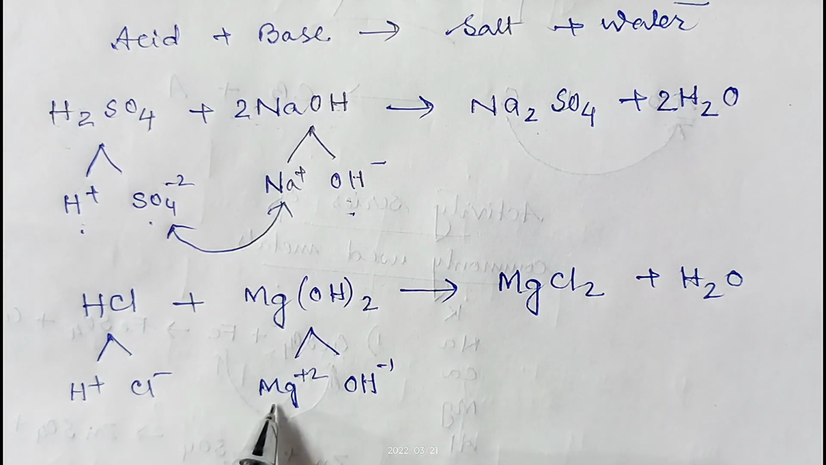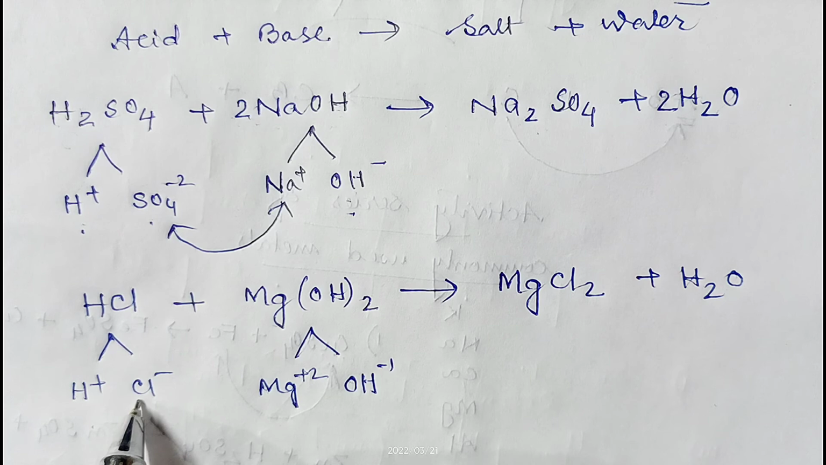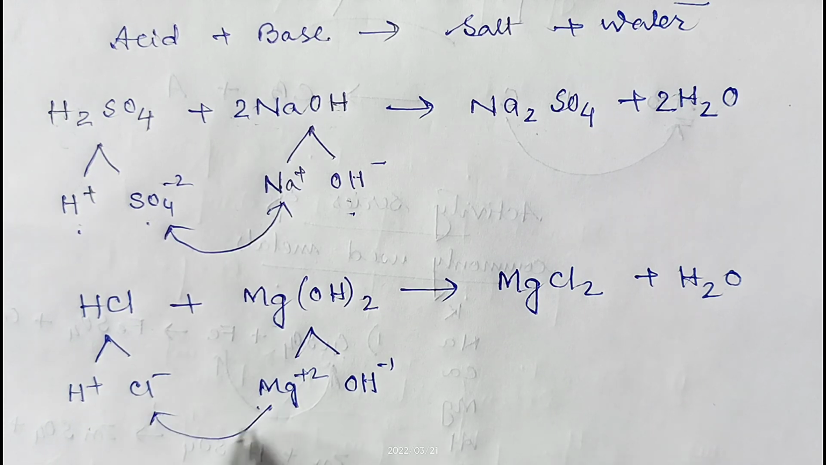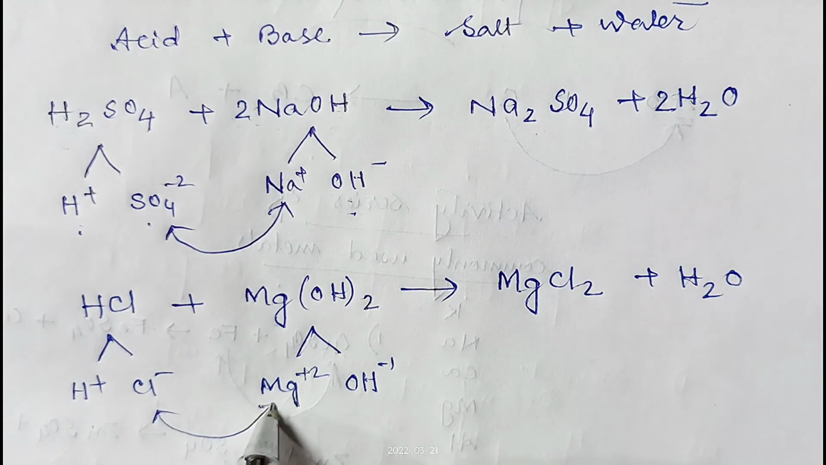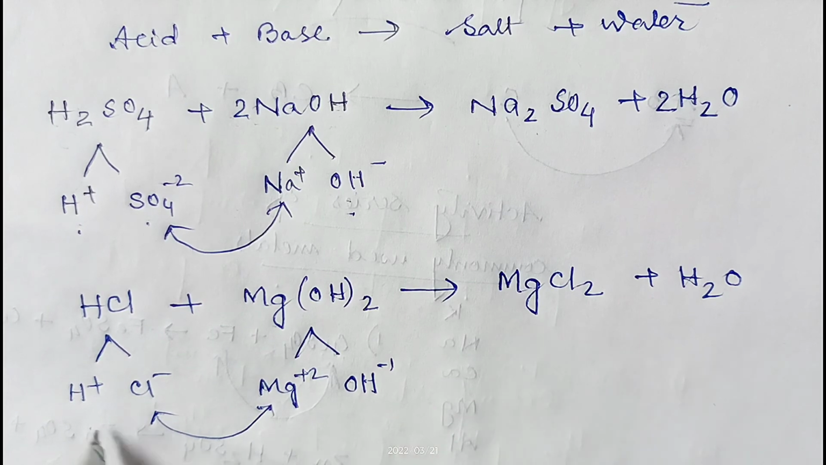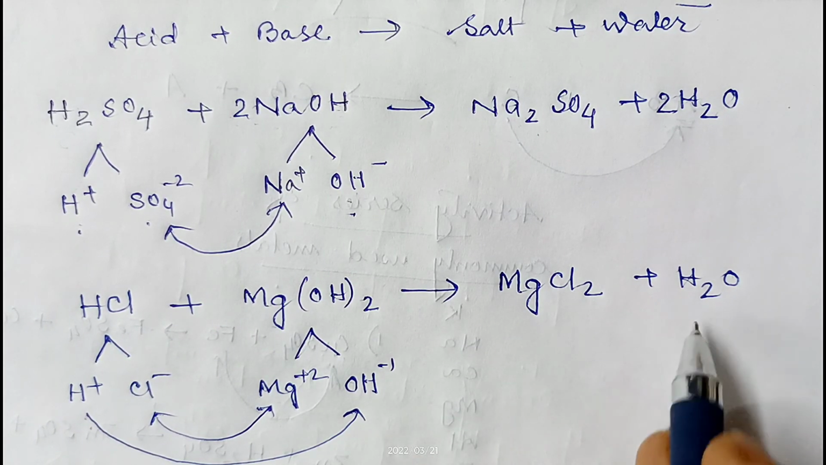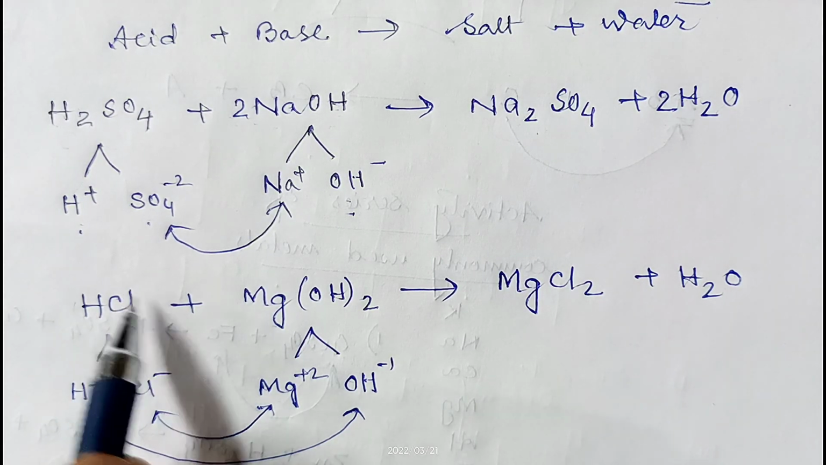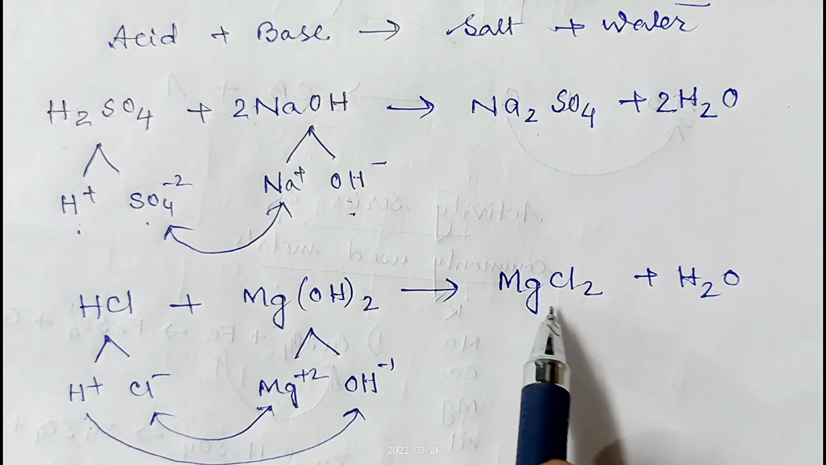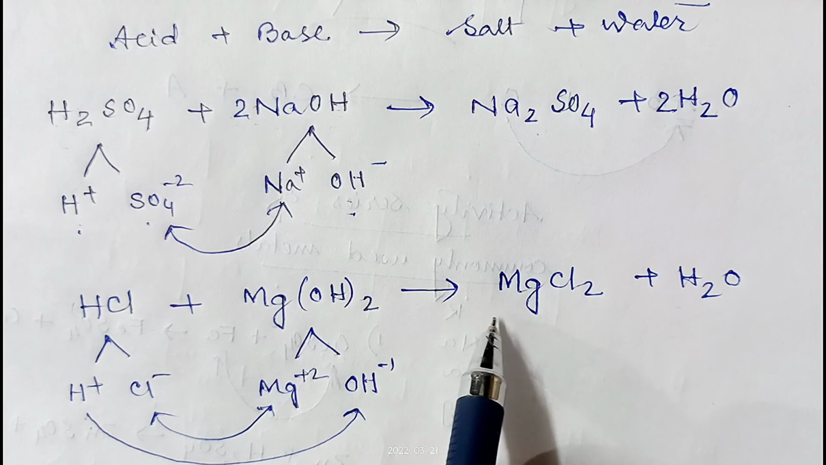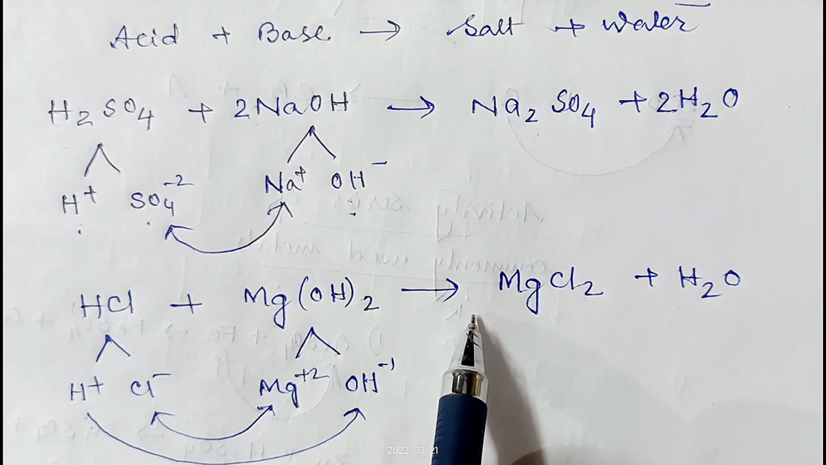I hope these cations and anions are clear as we have done in class 9. Here magnesium will react with this chloride ion. As a result, it will form magnesium chloride. Here hydrogen will react with hydroxyl ion to form water. So here also an acid is reacting with a base to form salt and water. So this is also an example of neutralization reaction.